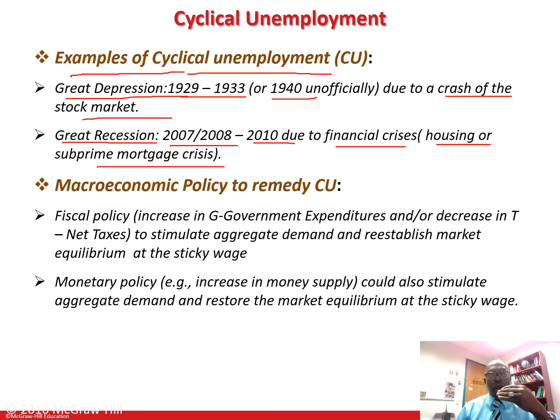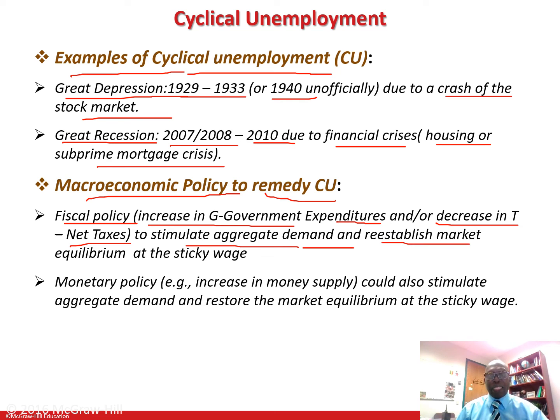So now let's talk about macroeconomic policy to remedy cyclical unemployment. The first type of policy is called fiscal policy. Fiscal policy is either increasing G, or government expenditure, or decreasing T, net taxes, to stimulate aggregate demand and reestablish market equilibrium at the sticky wage.